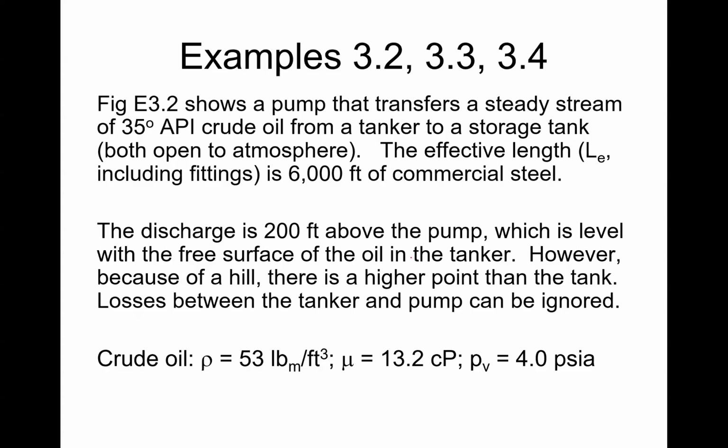There is an effective length of 6,000 feet of commercial steel. The discharge is 200 feet above the pump, and the tank is on a hill, so there is a higher point, and then losses between the tanker and the pump can be ignored. Then we're given the density of the crude oil, the viscosity of the crude oil in centipoise, and the vapor pressure, which we are not going to use for this problem.